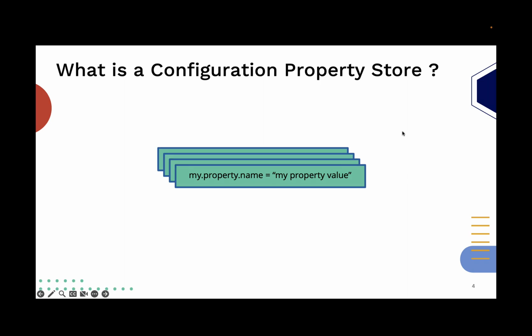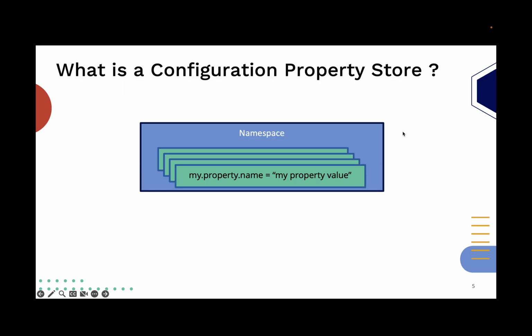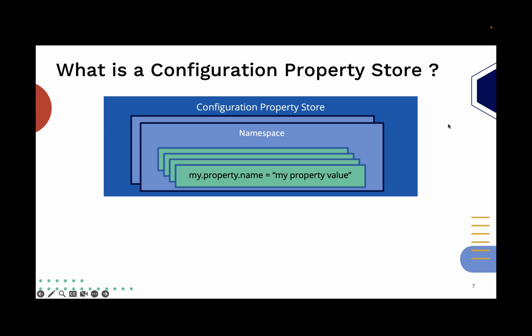So we have multiple properties within a namespace. A namespace helps to group the properties together so that it restricts what you can draw values from. For example, test cases can only draw from the test namespace, and managers draw from a namespace the same as their manager name. So we can have multiple namespaces in a configuration property store.